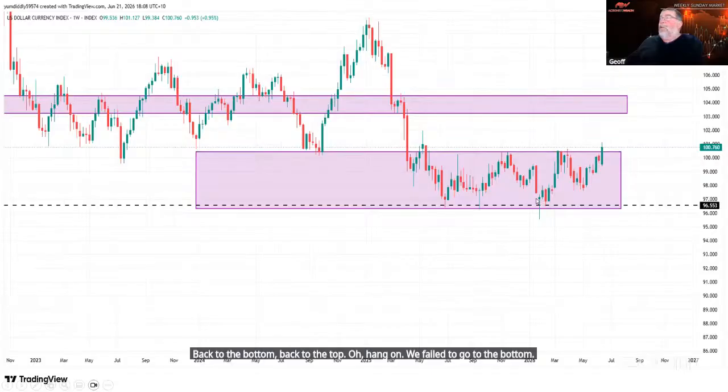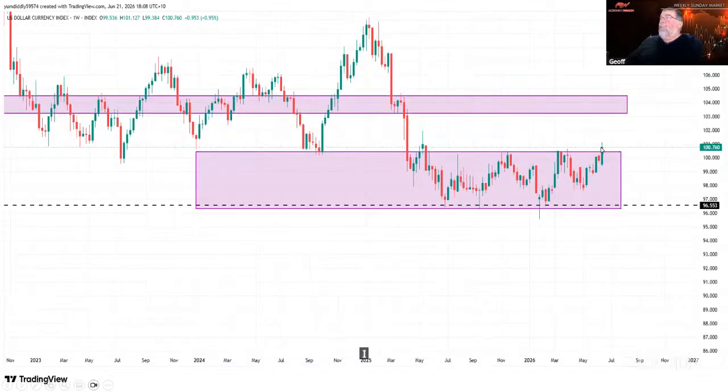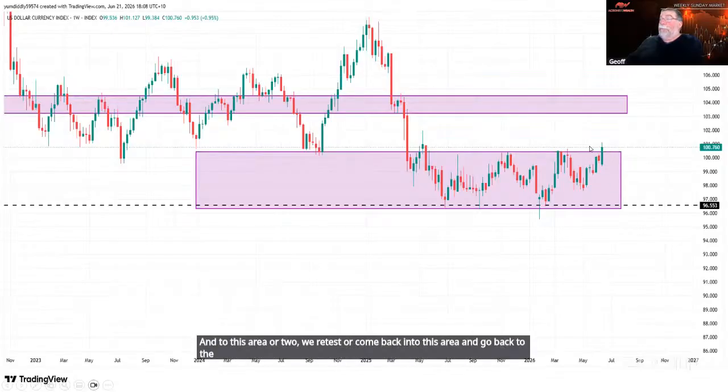What does that constitute? That constitutes high or low in my world. I also see that we've closed above what I've selected, if you like, as the top of this range. So it's above the 100 level. So it's broken through the 100. What I see happening next is one of two things. One, we keep going and head to this area, or two, we retest or come back into this area and go back to the bottom.